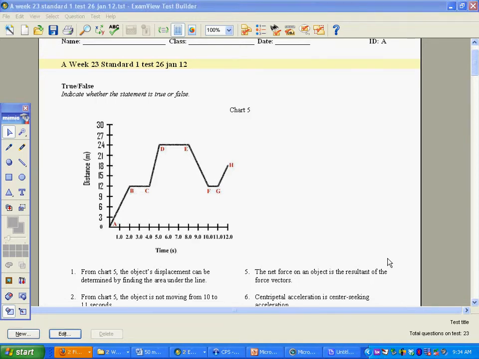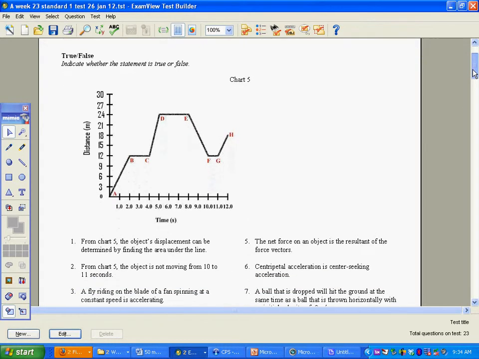Okay, the first one, we need to answer true or false. This is from last semester. Remember, I said that it doesn't ever go away. From chart 5, the object's displacement can be determined by finding the area under the line. Would this be true or false?